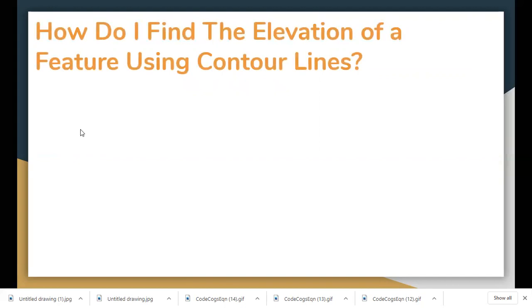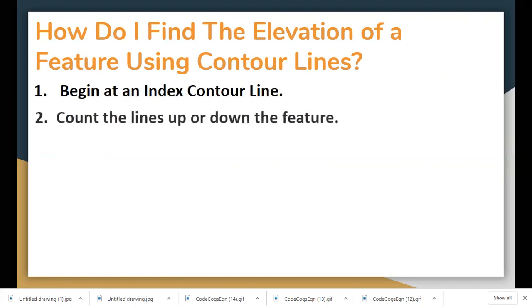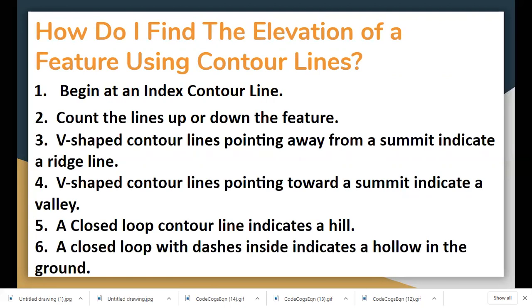How do I find the elevation of a feature using contour lines? Well, you begin at an index contour line. You count the lines up or down the feature, and these are what the different contour lines mean. A V-shaped contour line that points away from a summit indicates a ridge line. A V-shaped contour line pointing towards the summit indicates a valley. A closed loop is a hill, and a closed loop with dashes indicates a hollow in the ground. So it's kind of how you read these kind of maps.